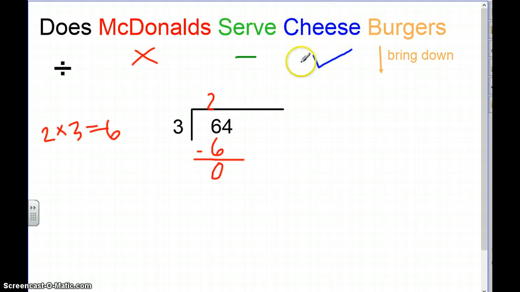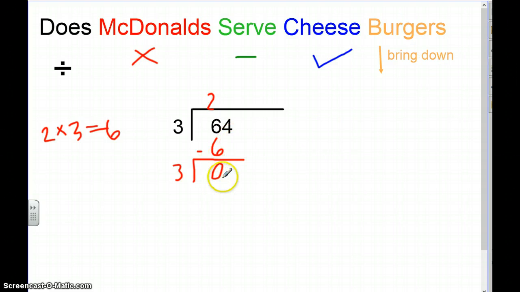My next step is to check and compare. So I'm going to draw a new line and I'm now going to check if this 3, the same 3, can go into 0. And I compare. Well, I know that 0 is less than 3, or 3 is greater than 0. So you cannot divide 0 by 3. So we've done step 4.